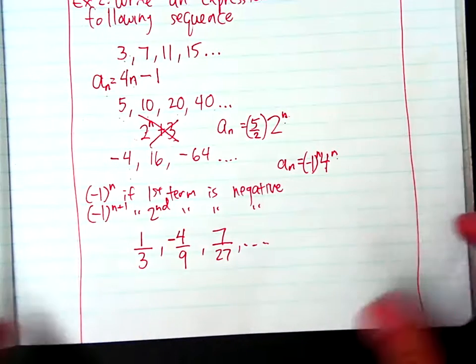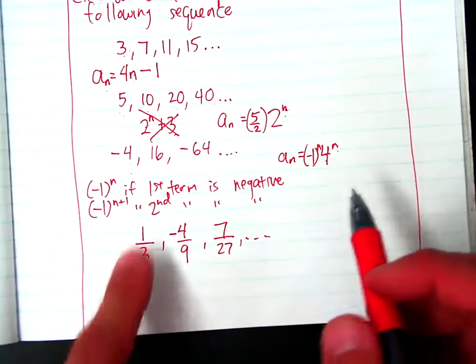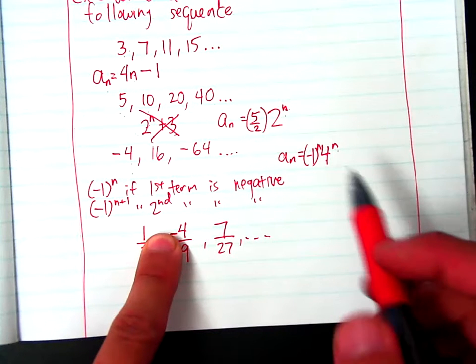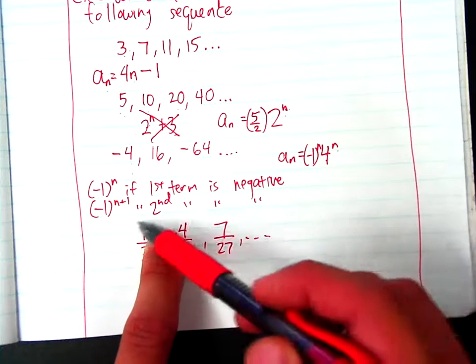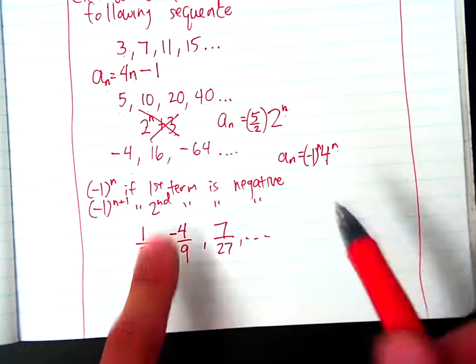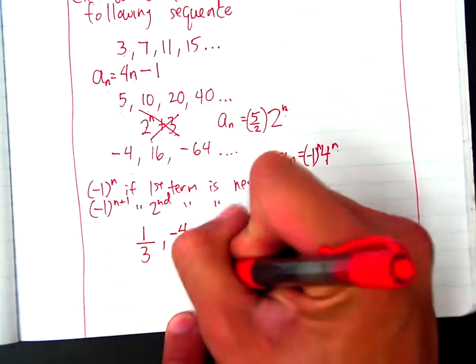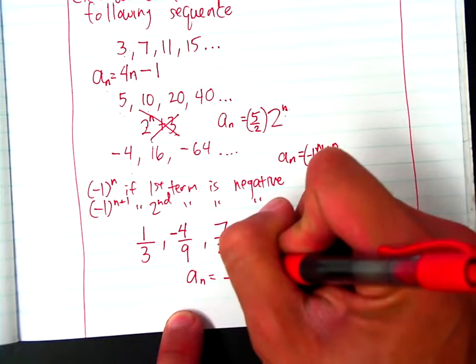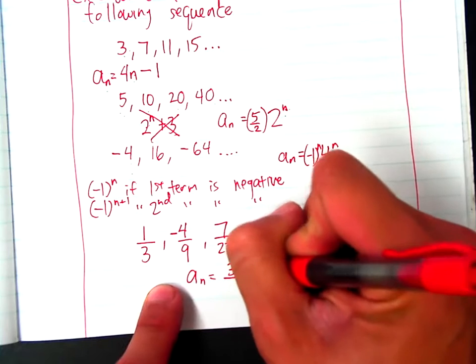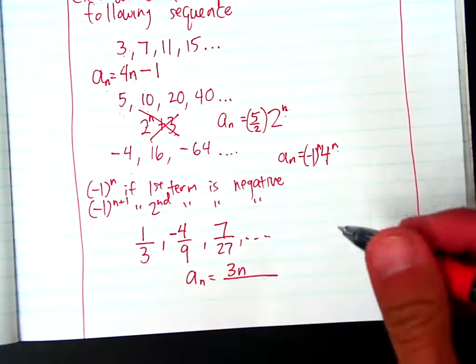Okay, so if I'm looking at fractions, if I ignore the negative, if I just look at the top, it's 1, 4, 7. So what am I doing? I'm probably adding by 3. 1 plus 3 is 4. 4 plus 3 is 7. So if I want to write a rule, I'm going to separate the fraction. So the top of my rule, it looks like if I'm adding by 3, I'm going to write 3n. I'm going to put the number in front of n.